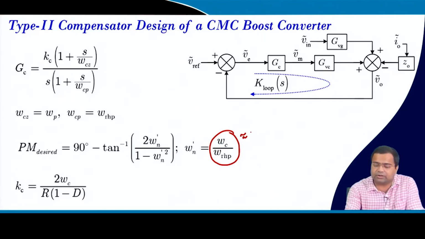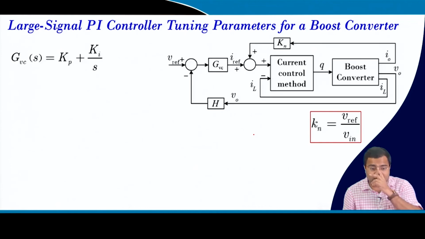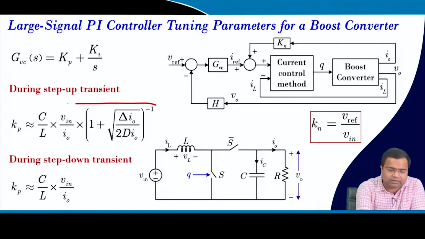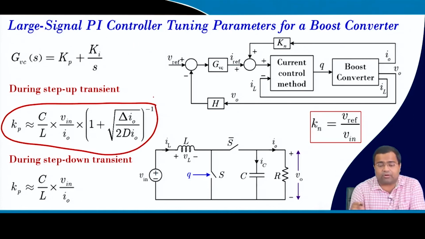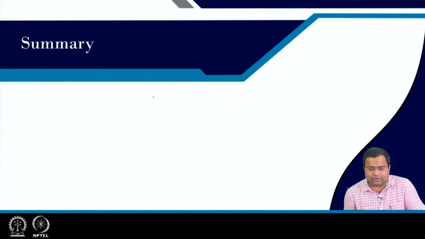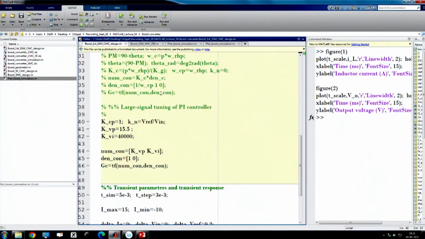That means we have to take omega c by omega RHP, and we are taking it like 1/3, and this will compute the gain that we have derived. For large signal tuning, we know the expression, and as I told, the expression is not very complex. So, we have computed this value. This is for load transient, we can also do it for reference transient. We have computed this value, and those values are plugged into this MATLAB code, and we are comparing.